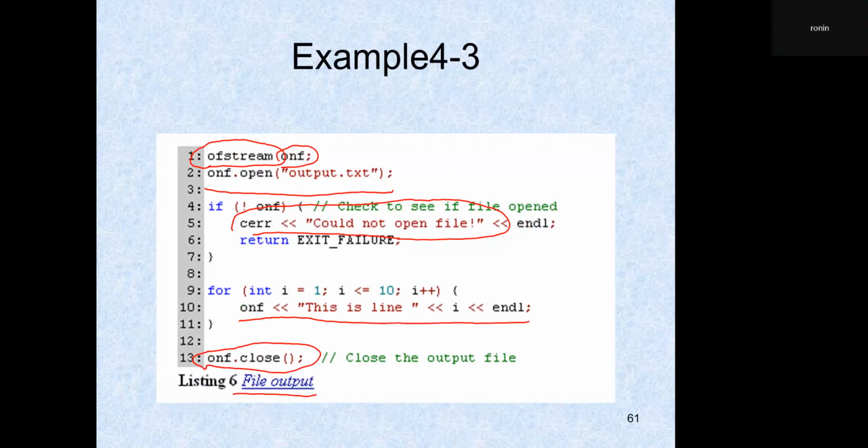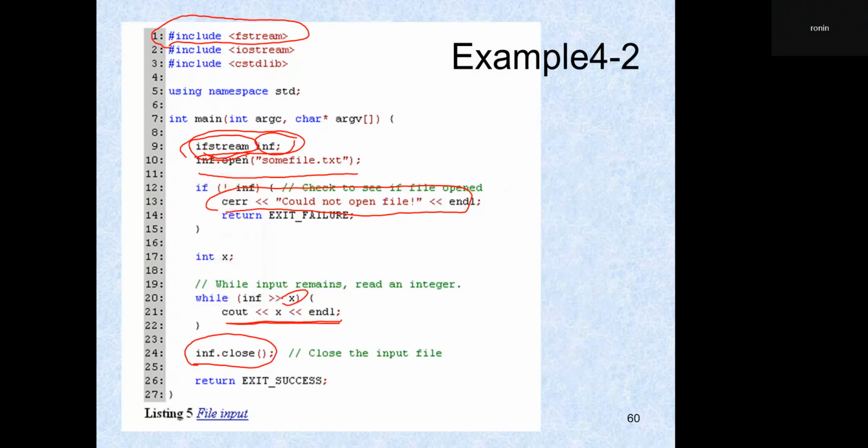File output means write the content to the file. File input means read content from the file. If you want to write, you should define an ofstream object. If you want to read from a file, we should define an ifstream object.